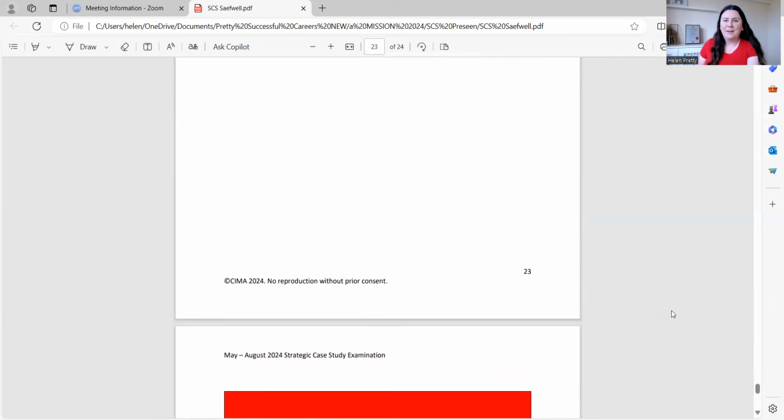Oh, that's the article on page 23. We have another article. There are a lot of these, right? This is why these are really important. Well done for staying to the end, guys.